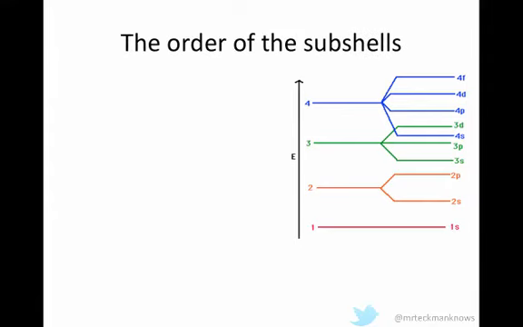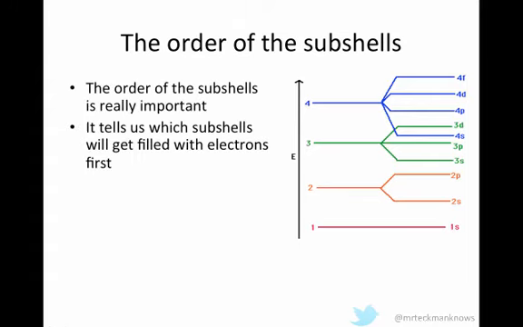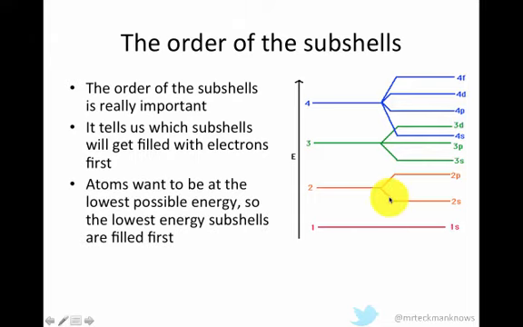So, the order of the subshells is really important. Subshells tell us where electrons are going. Okay, so you know how atoms want to be in the lowest possible energy. They like being low in energy. That means that they are stable. So if we put electrons in from the bottom upwards, it is harder to remove them. A high energy electron is very easily ionized. A low energy electron is very hard to ionize.